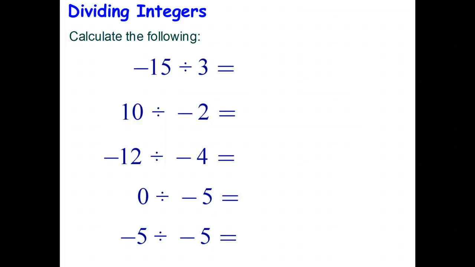Okay, let's see how you went. Well, in this case, 15 divided by 3 is 5. The signs are different. One's negative, one's positive, so it's negative 5. 10 divided by 2 is 5. The signs are different, so the answer is negative. 12 divided by 4 is 3. The signs are the same, so the answer is positive 3, or just 3. Quick reminder that 0 divided by any number is 0, whether it's positive or negative. And in the last question, 5 divided by 5 is 1, and the signs are the same, so the answer is positive 1.